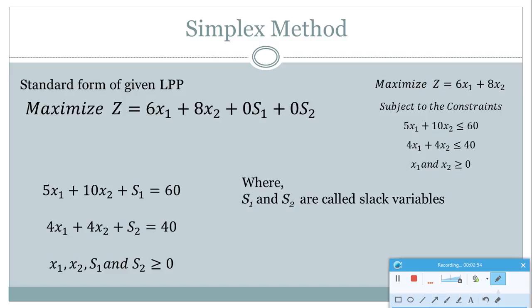So finally the standard form of the LPP is maximize z equal to 6x1 plus 8x2 plus 0s1 plus 0s2 subject to the constraints 5x1 plus 10x2 plus s1 equal to 60, 4x1 plus 4x2 plus s2 equal to 40. Non-negative restrictions x1, x2, s1 and s2 are greater than or equal to 0.